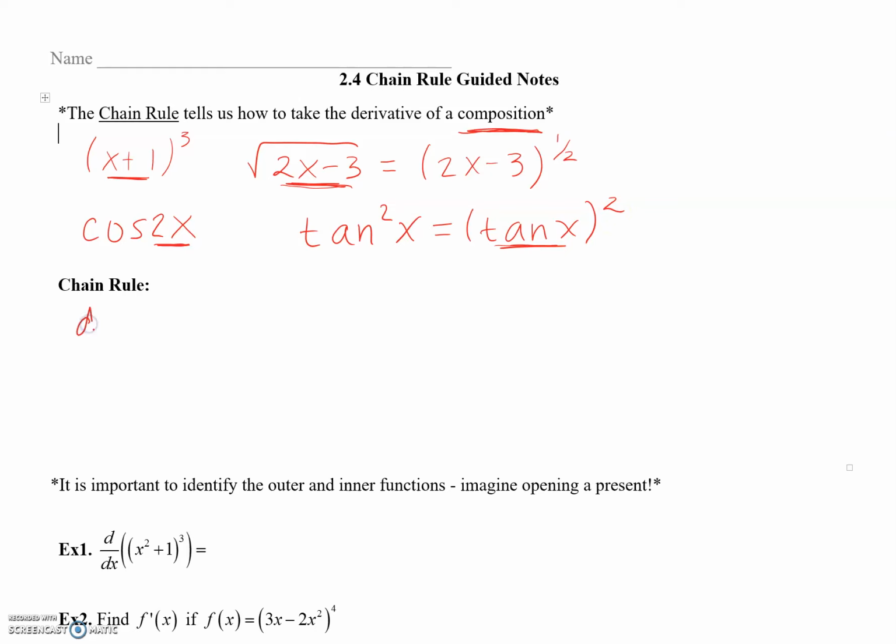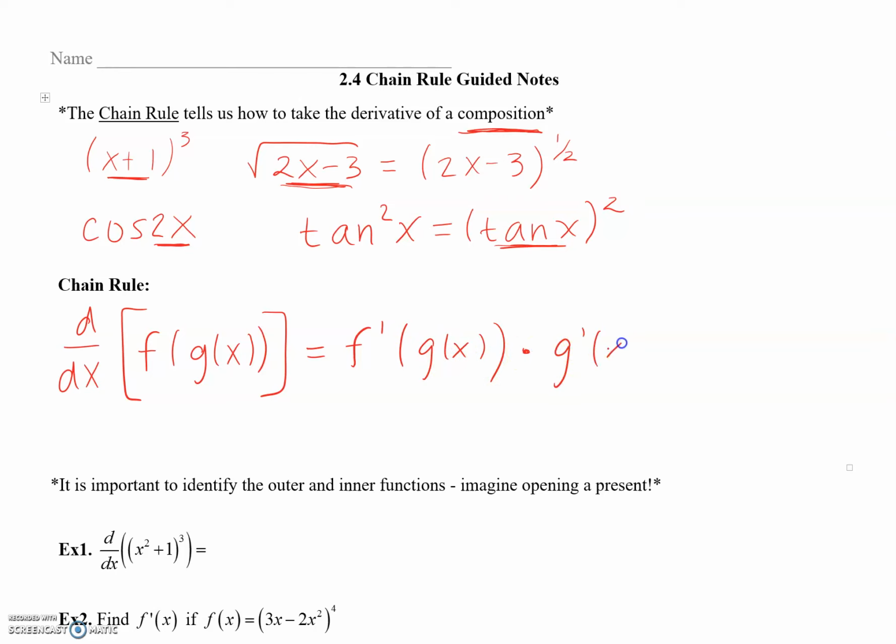The chain rule tells us how to take the derivative of a composition. For my composition, I'm going to call it f of g of x. So g of x is my inner function, and f is my outer function. When I take the derivative, the chain rule says I'm going to take the derivative of the outer function, keep the inner function exactly what it was, times, now I get to multiply by the derivative of the inner function.